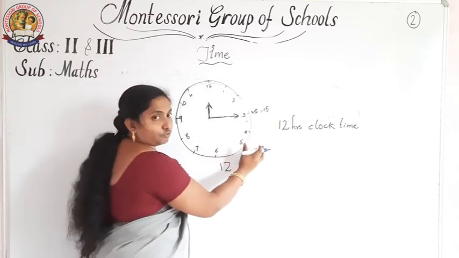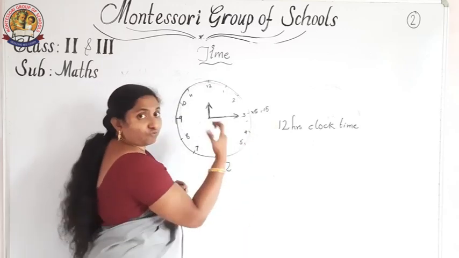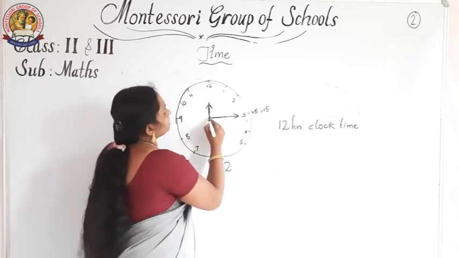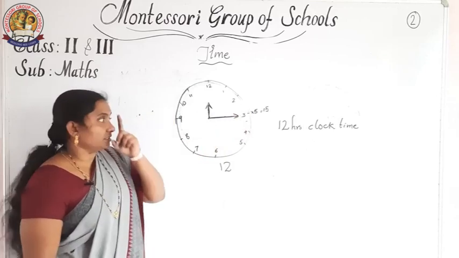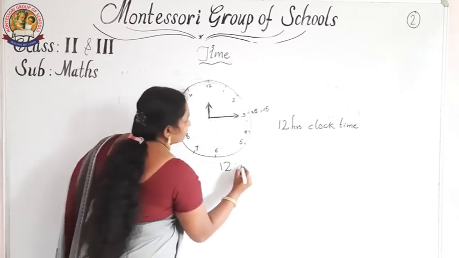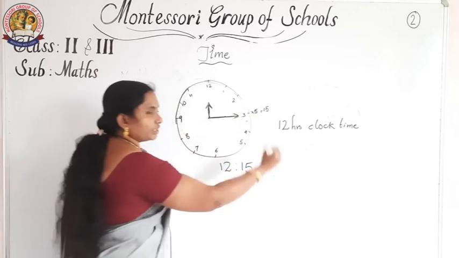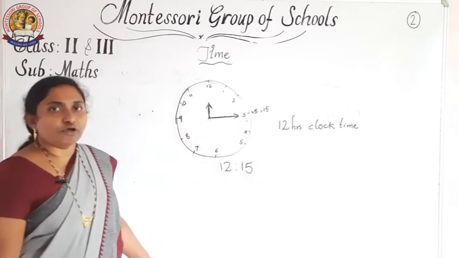4 shows 4 into 5, 20. 5 shows 5 into 5. For example, here which number shows in the minute hand? 3 5s are 15. Now the time is 12:15.